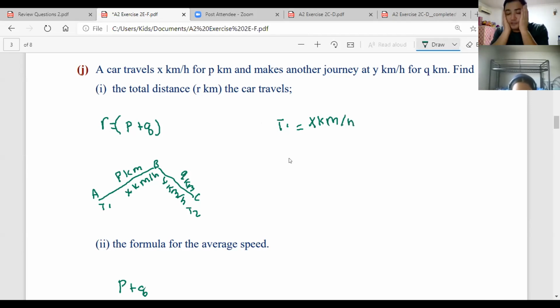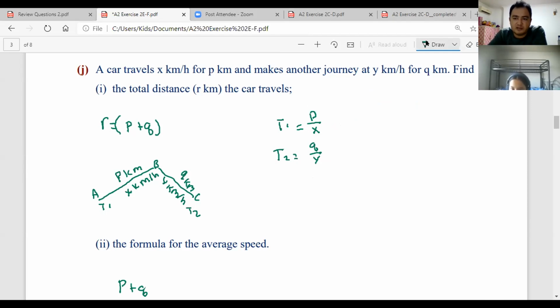Shahina, what is time? How do you find time? Time is equal to distance over speed, right? And what is the distance here? Distance is P kilometers and speed is X. So the time taken from A to B is P over X. T2 equals Q over Y. Okay, now move down.